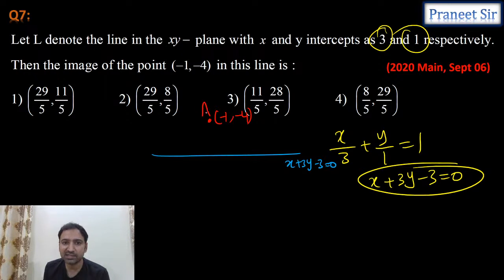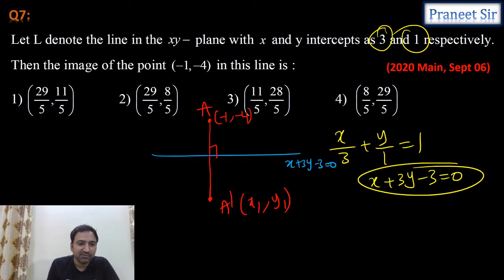Then what is the image of this point with respect to this line? A dash, he is asking. What is the image of this point? We have an image point direct formula, right? Suppose if you take this one as x1 comma y1, we have a direct formula, guys. Let me tell you that formula.